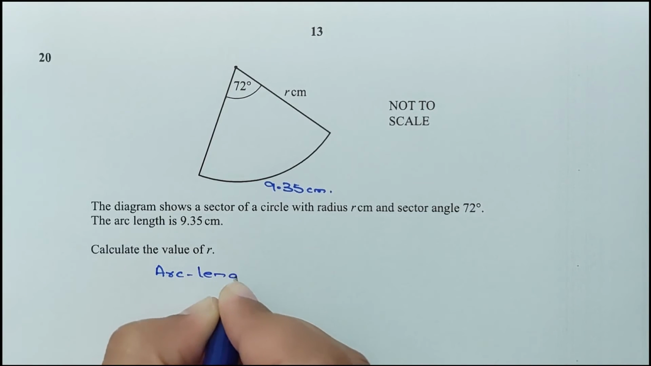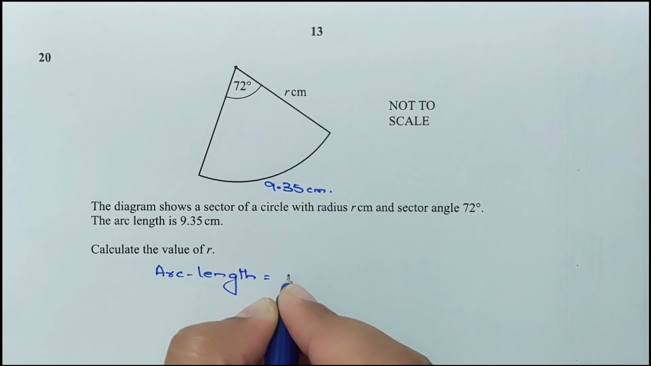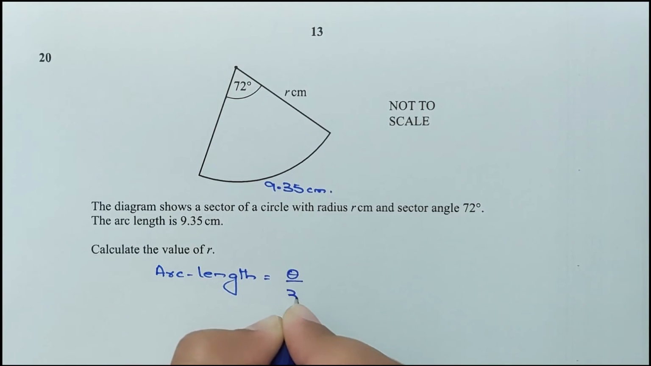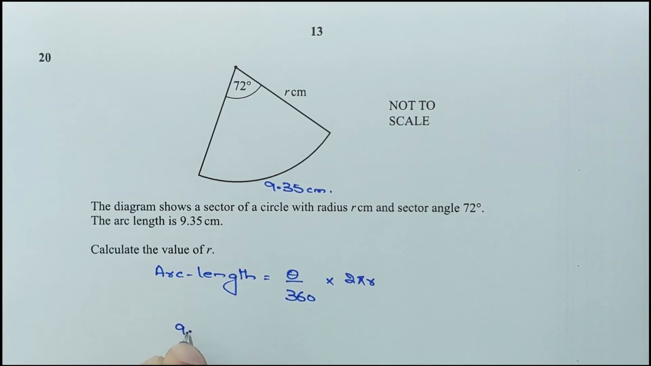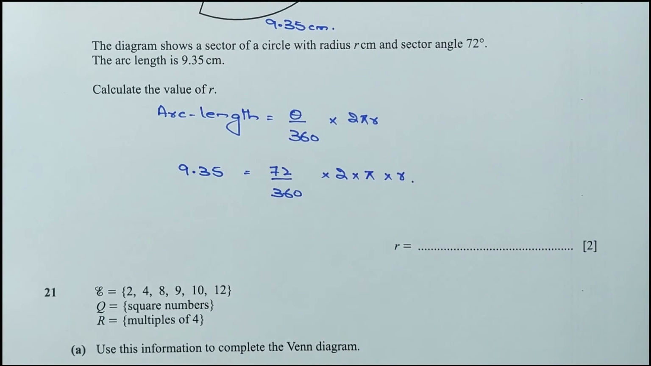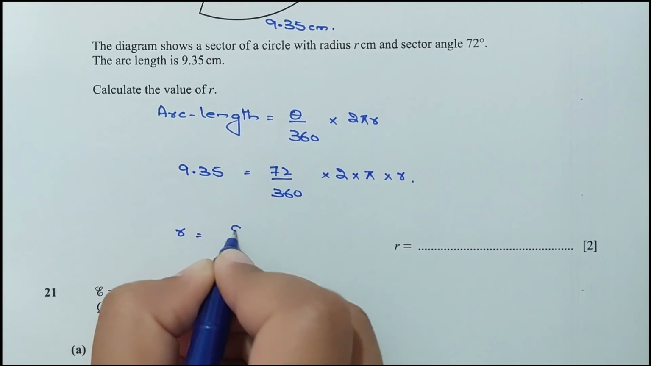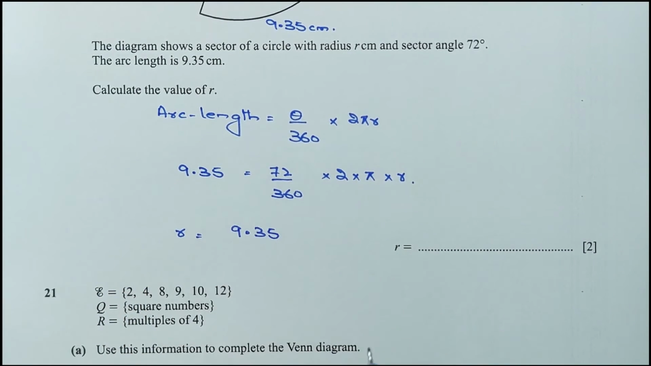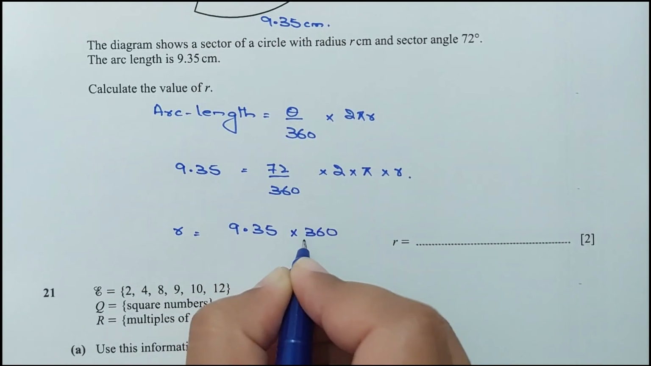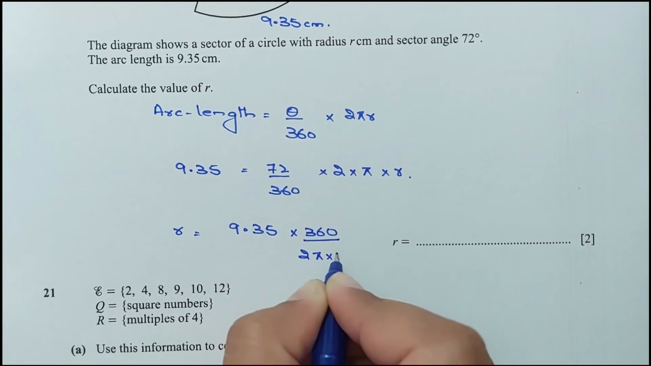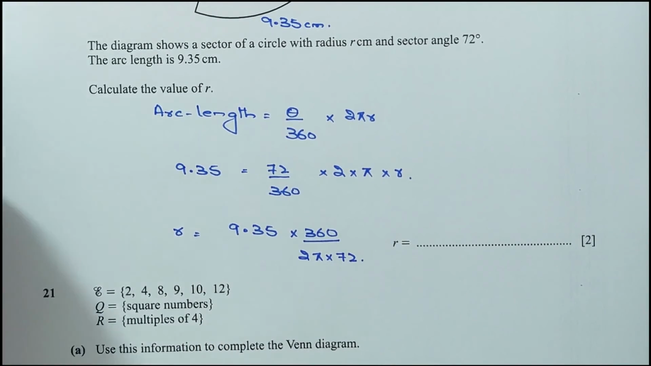arc length formula, since the angle is in degrees, so that is theta over 360 into 2 pi r. Arc length we have given, it is 9.35. Theta is 72 out of 360 into 2 into pi into r. We have to solve for radius, so that is simple. So what is r? r is going to be 9.35, right? And we have to times by 360 and divided by 2 pi times 72, right? Let me calculate this.